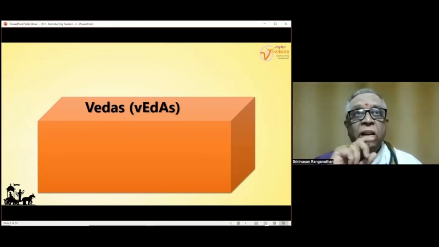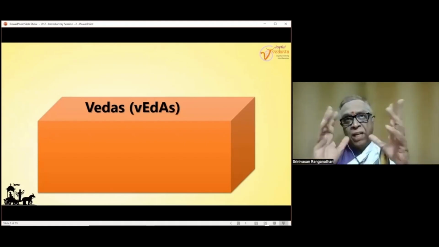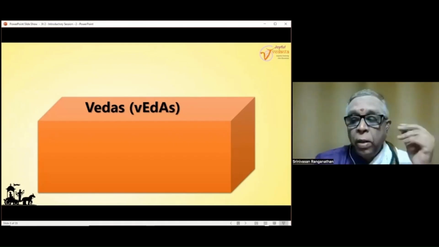So you will see again E in capital, A in capital. It's not Veda, it is Veda, right? So long E and long A. So Vedas is the first component of Shastras. So how did the Vedas come about, right?